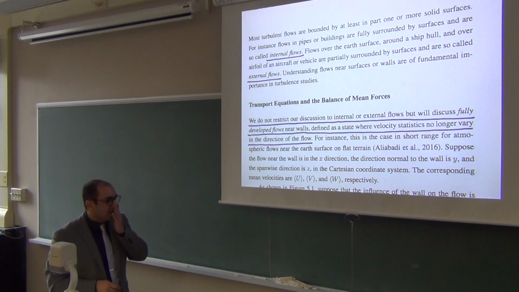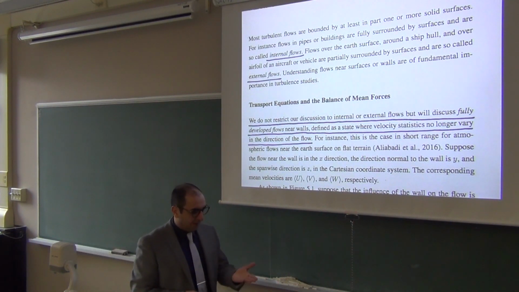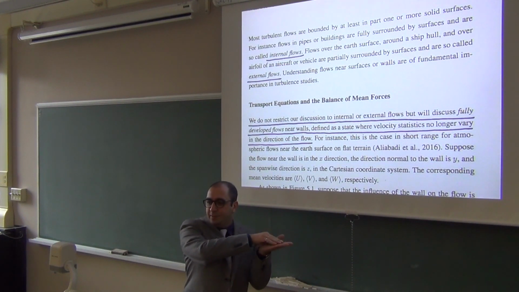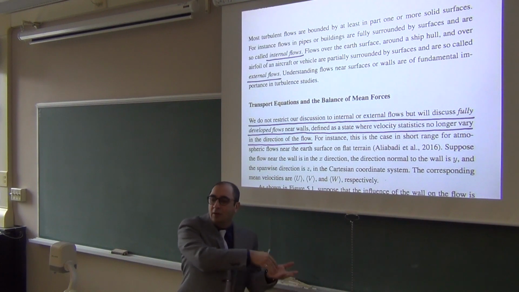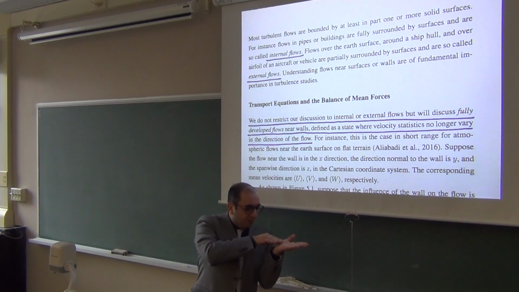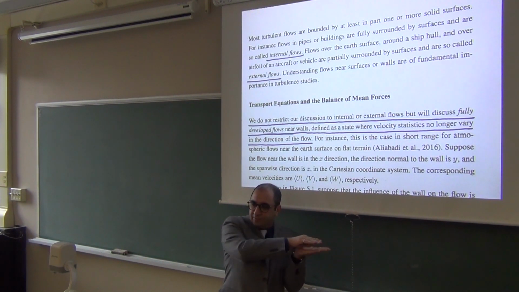So anytime you study flow near a surface, the flow is going parallel to the surface. I mean, there's no way that flow can go into the wall, right? It has to go parallel to the surface. And if this flow is fully developed, the statistics no longer change in the direction of the flow.